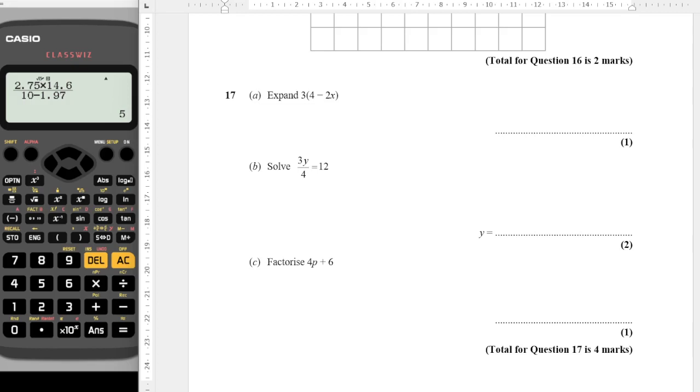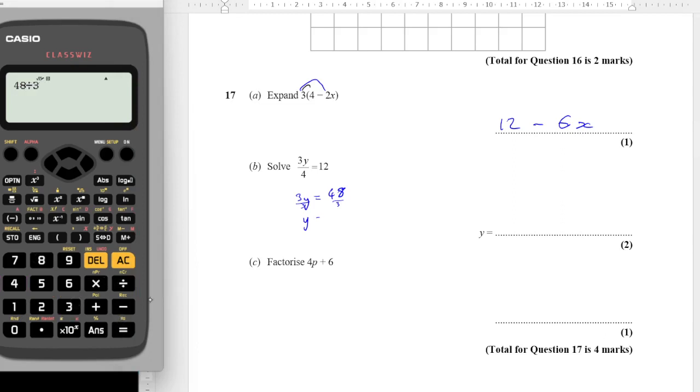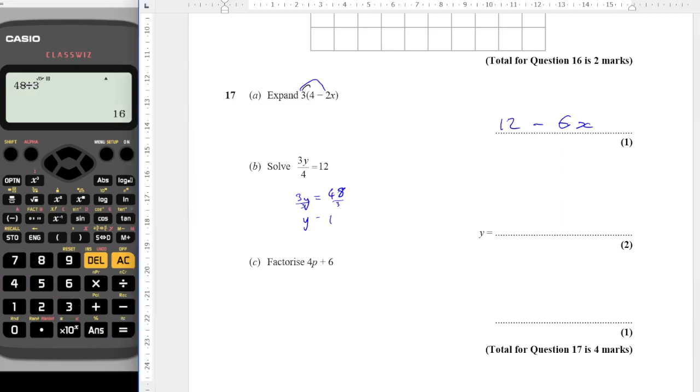Okay, question 17. So expand. So 4 times by x is going to give me 12. And then 3 times by minus 2x is going to give me minus 6x. So there we go. For part B, solve. So my first step is going to be to times both sides by 4. That will give me 3y is equal to 48. I then need to divide both sides by 3. So divide by 3 there, divide by 3 there. And then 48 divided by 3 gives us 16. So y is equal to 16.